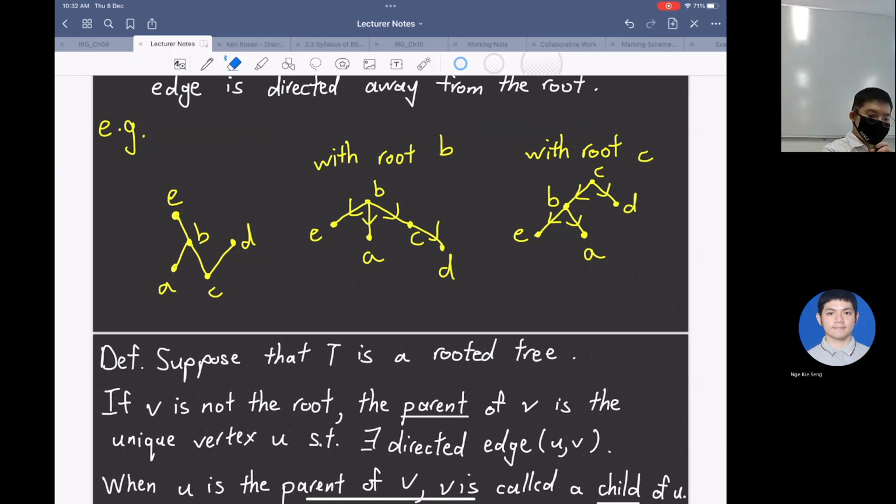Okay, so if V is not a root, then V will have a parent. Parent meaning the unique vertex that is directed to V. For example, if you are not a root, there will be someone above you, directed to you. For example, B: there's one vertex directed to B, which is C. So we will call C a parent of B.